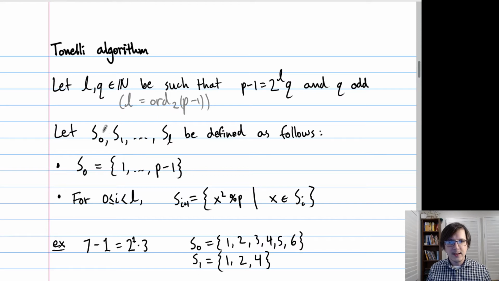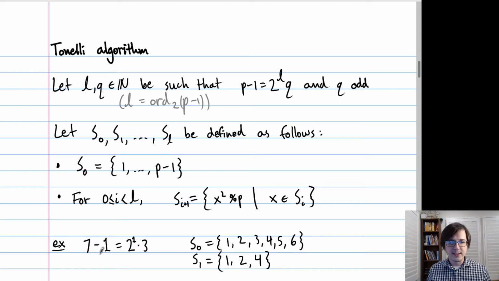So then what we'll do is define some sets that we'll characterize in a bit. So it's S0 through SL, and S0 is all the representative residues mod p that are non-zero. So 1 through p minus 1. And then for each i less than L, we have the next set be all the squares of the previous set. So S0 is just the numbers, S1 is the squares of S0, S2 is the squares of S1, and so on. So let's look at a couple examples.